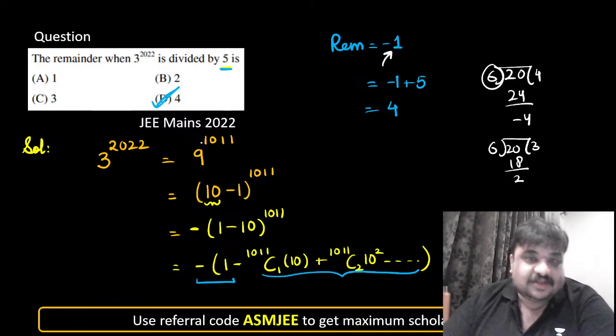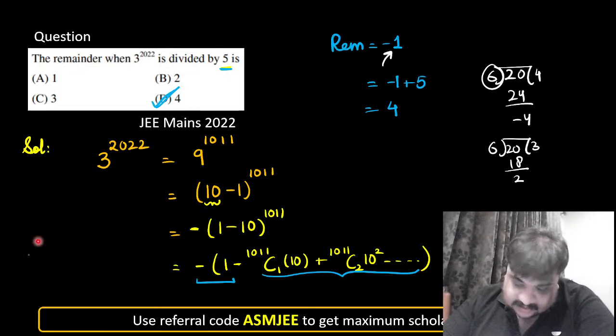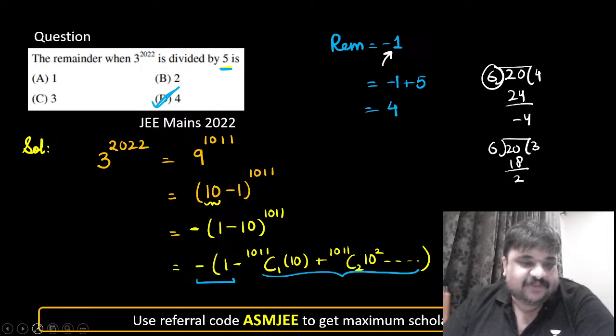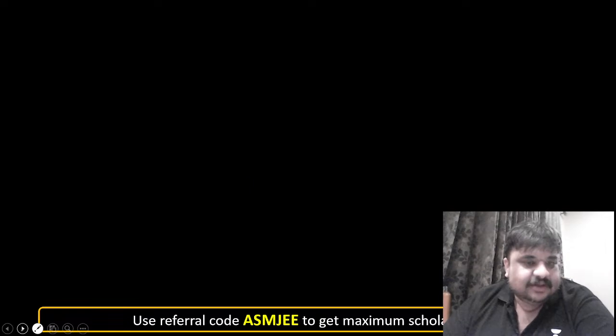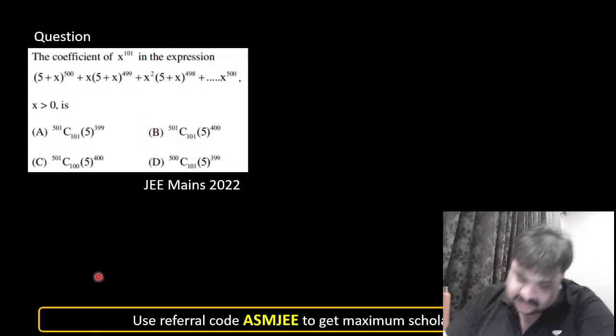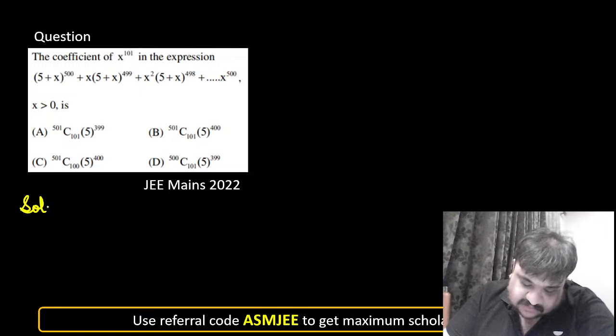Good. Now see, this is a JEE Mains 2022 question. What happens in JEE Mains 2022? People were saying it was a very tough paper, but it wasn't that tough. Some questions were lengthy, that's all. Let's solve this one now. I am giving you 3 minutes, 4 minutes. Try.